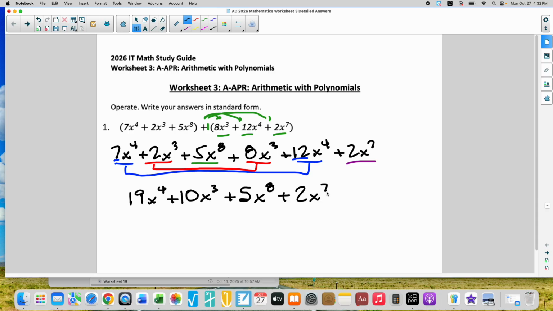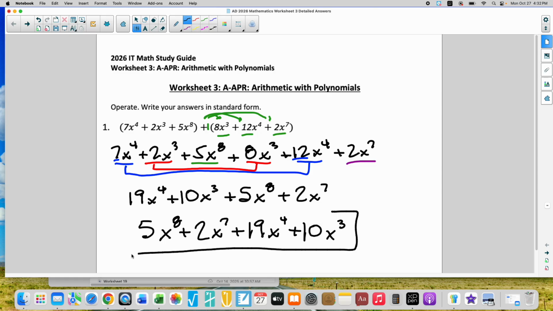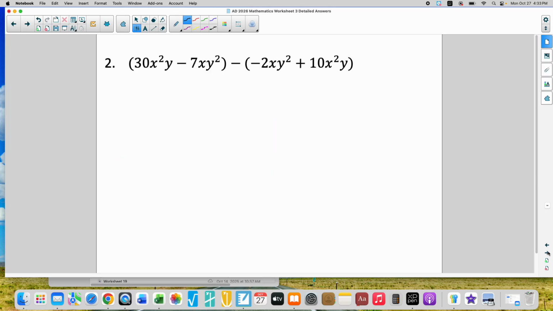Now we have to put it in standard form. So we're going to do alphabetical order. We notice they all have x as their first variable, and then we're going to do exponent. So 5x to the eighth plus 2x to the seventh plus 19x to the fourth plus 10x to the third. That would be the answer in standard form, and we would have simplified. Notice right answers in standard form. Good, I'm glad that they focus on that.